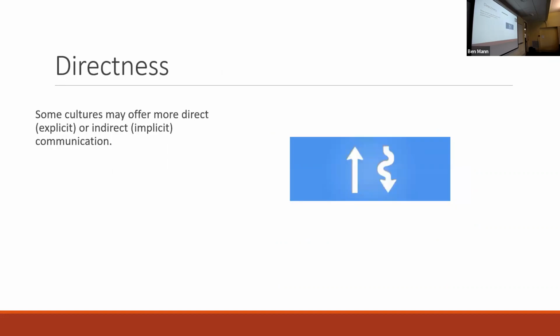Another thing, as we've talked about, is the role of directness. Some cultures tend to offer very direct, explicit communication. They say what they mean. Other cultures tend to be a lot more implicit. They imply or suggest something. Perhaps rather than saying no, they say maybe, or they sound a little bit more hesitant. So that's another difference for us to consider.